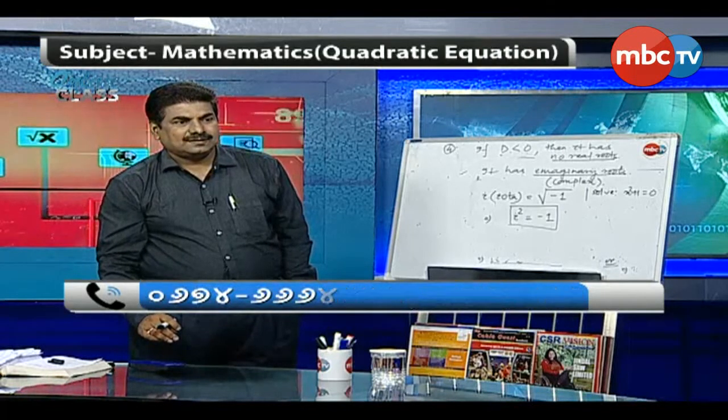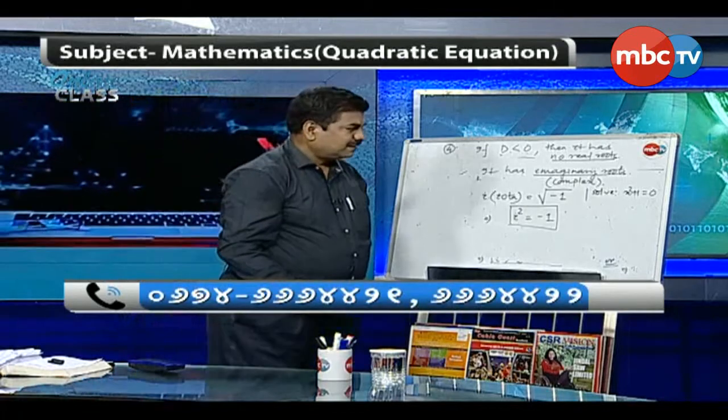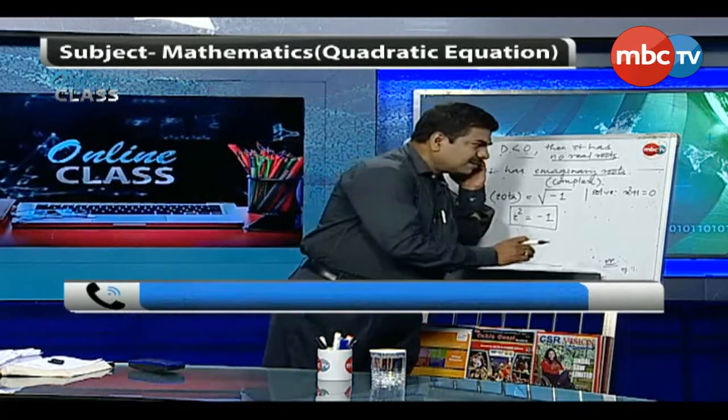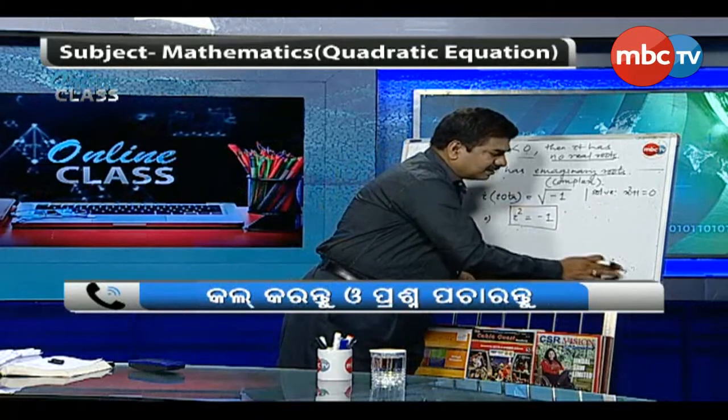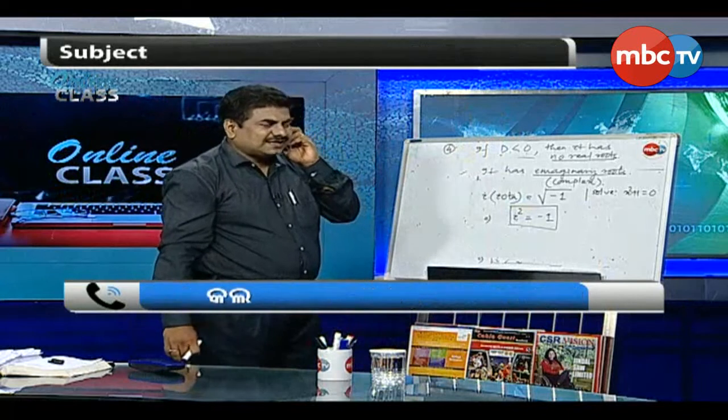A peacock is sitting on a pillar 9 cubits high. A snake at a distance of 27 cubits from the pillar is coming to a hole at the base of the pillar.